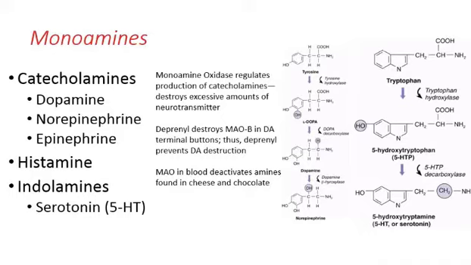And this is just a synthetic pathway going from tyrosine to dopamine and norepinephrine, and dopamine beta hydroxylase can convert dopamine into norepinephrine. Tryptophan is an amino acid, and that can be converted into 5-hydroxytryptophan, or 5-HTP, with tryptophan hydroxylase, and then 5-HTP decarboxylase is the enzyme that converts 5-HTP to 5-HT.